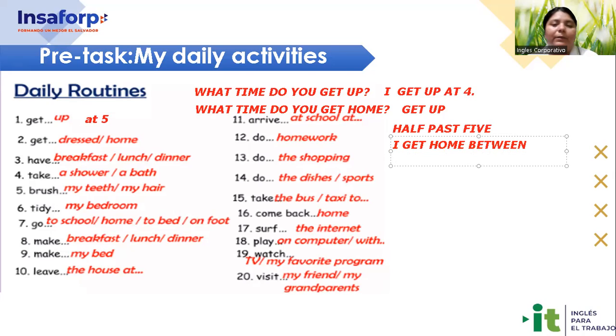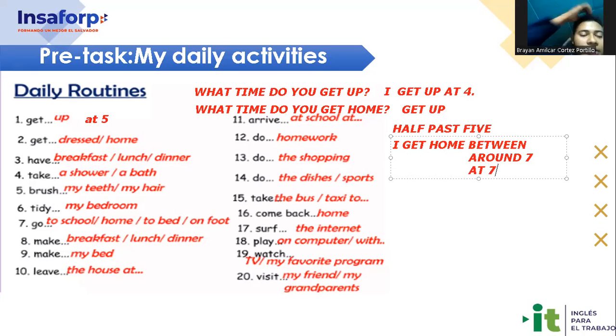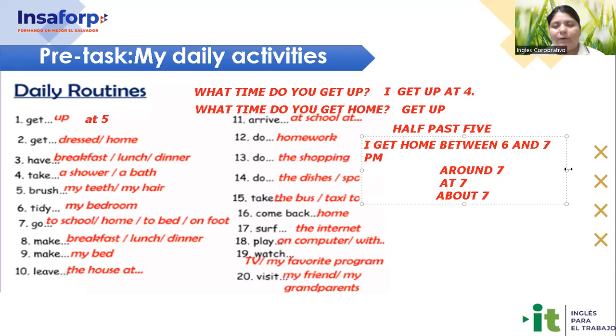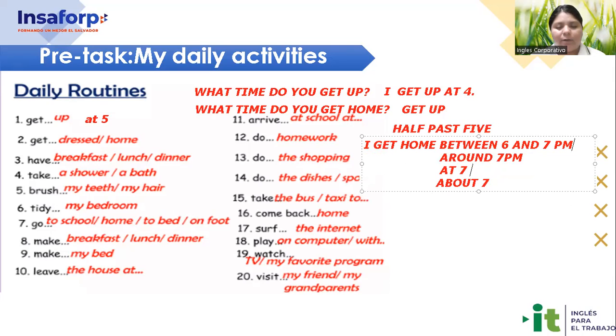Tienen que mencionar, si van a poner between, tienen que mencionar dos horas, entre las 6 y las 7. O alrededor de las 7, around 7, por ejemplo, puede ser específico también, at 7, around, o cerca de las 7. ¿Okay? Entonces, I get home between 6 and 7 p.m., podría ser. I get home around 7 p.m. I get home at 7 o'clock or 7 p.m. I get home about 7, sobre las 7.